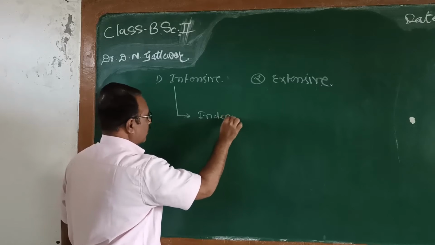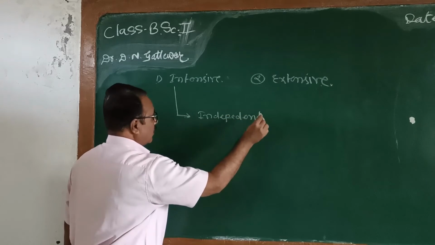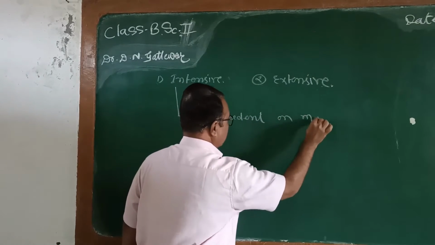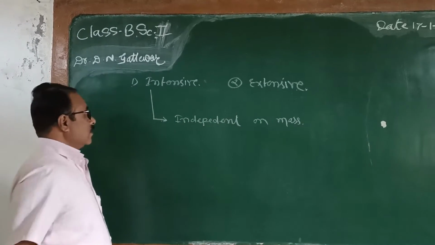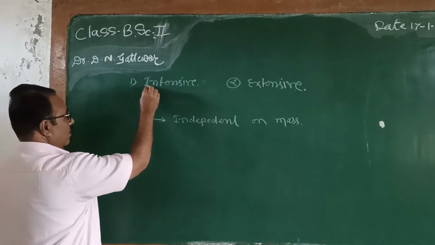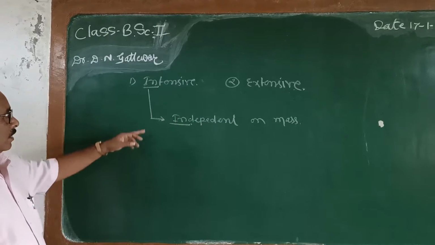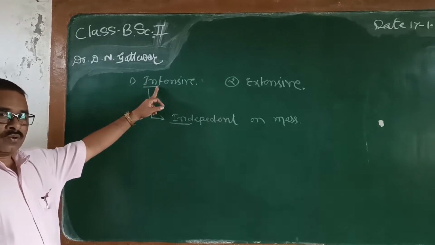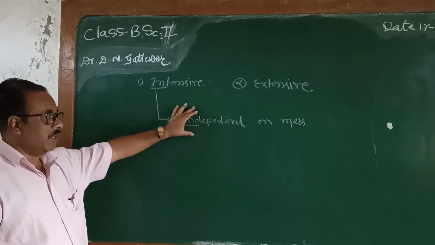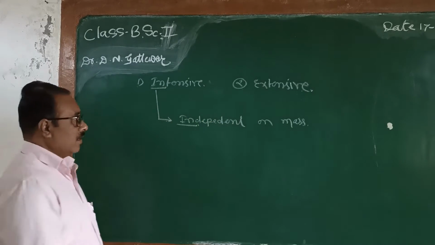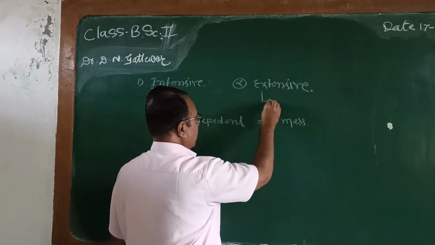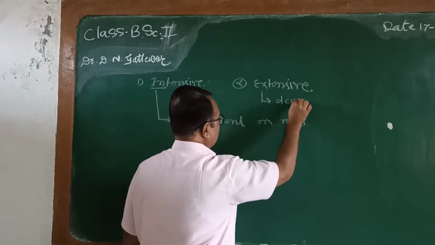independent on mass. So this is the trick here. The word "intensive" has the "ion" in it, so this is the trick. If it is an intensive property, with your eyes closed you can write that it is independent of the mass. So ultimately, the extensive property will be dependent on mass.